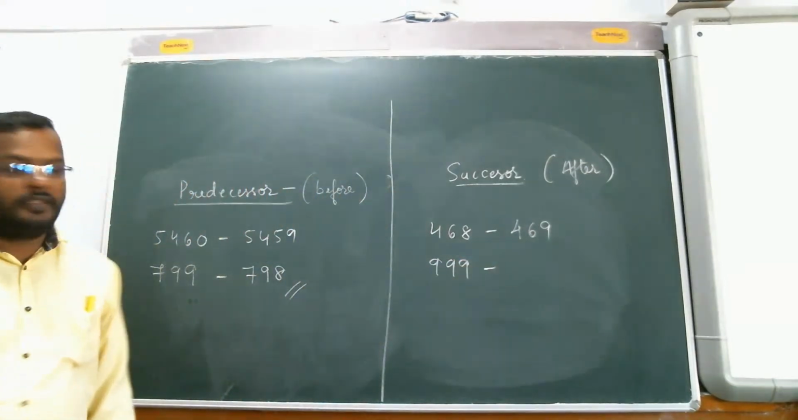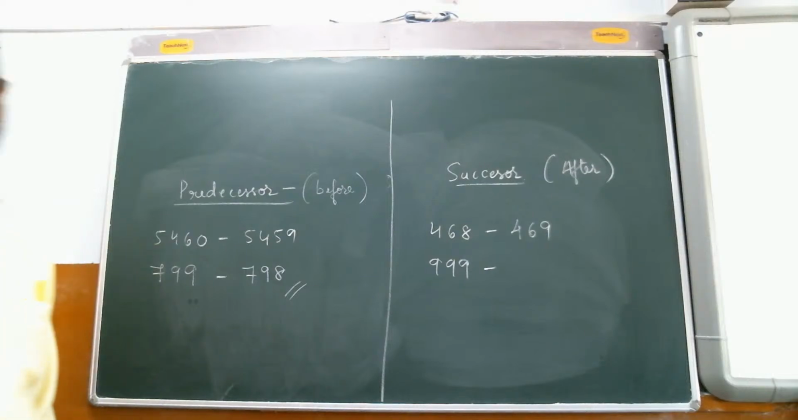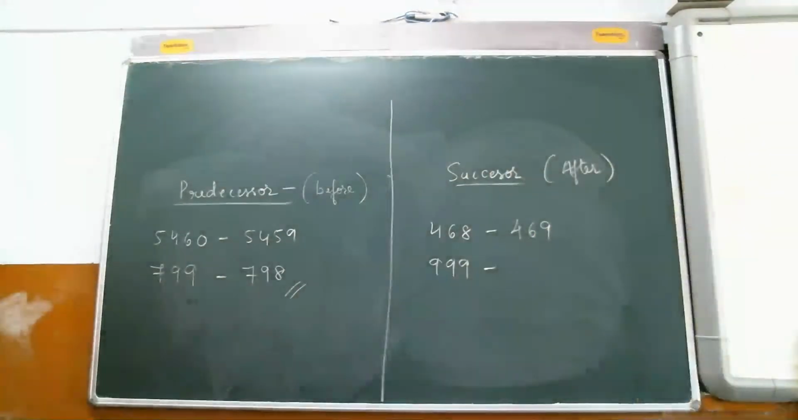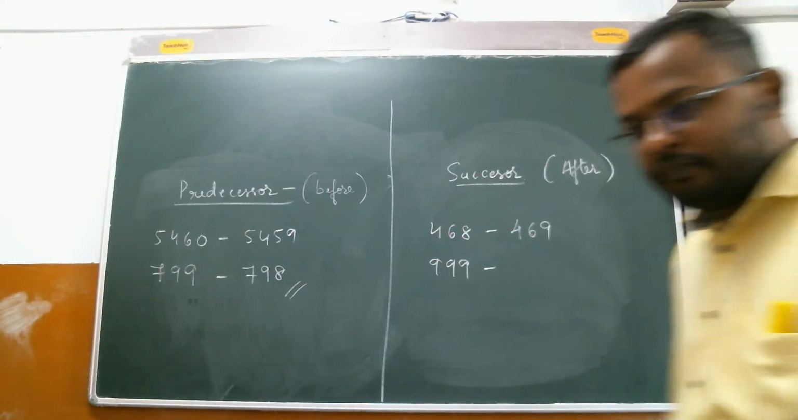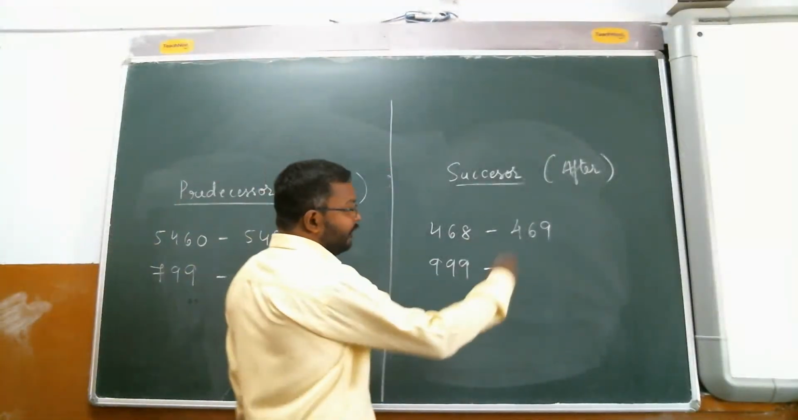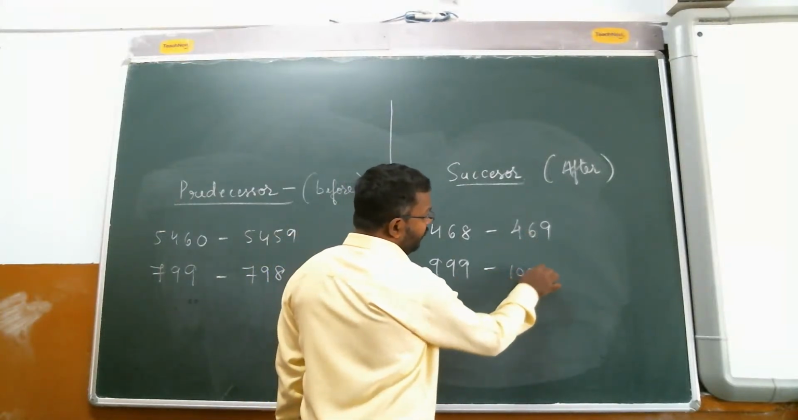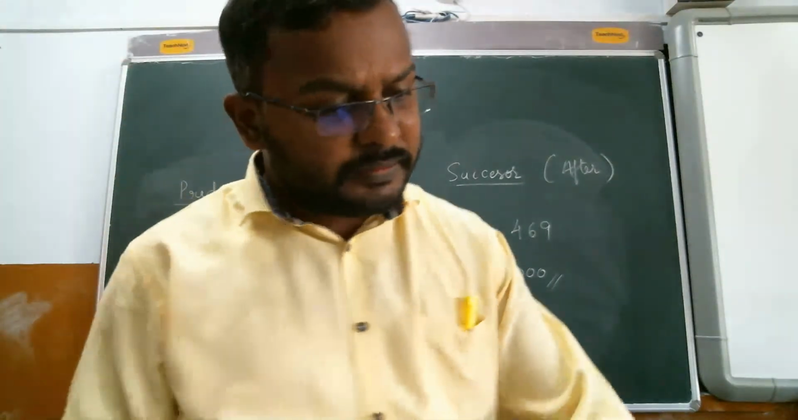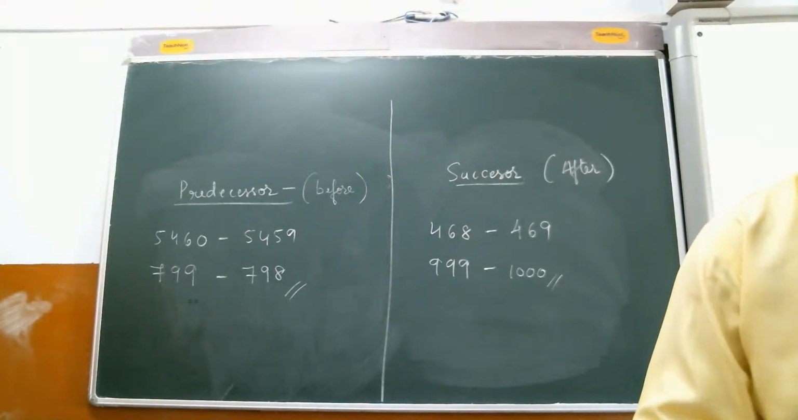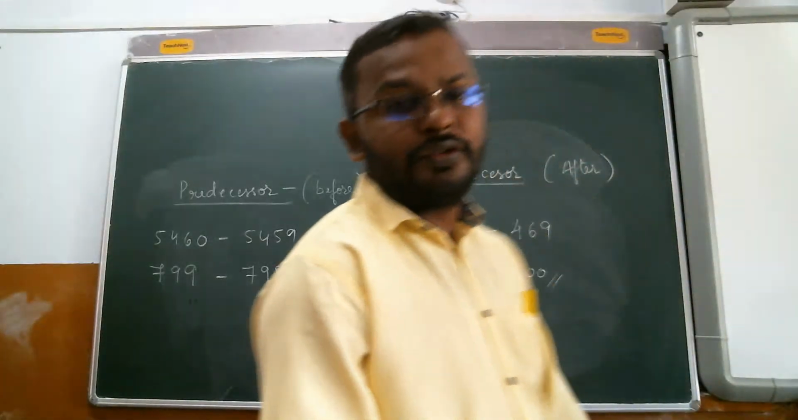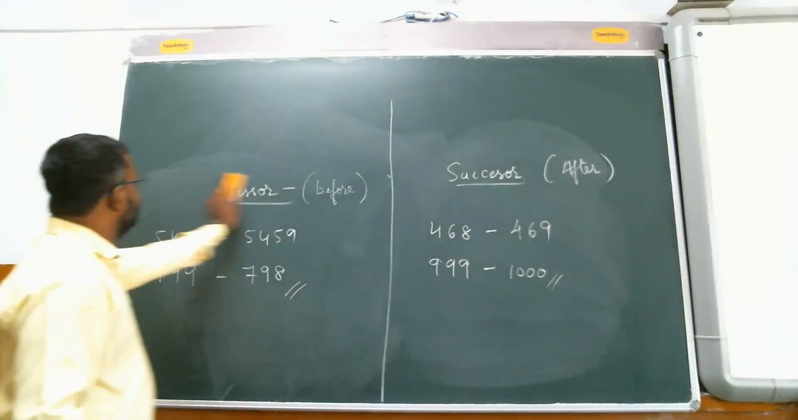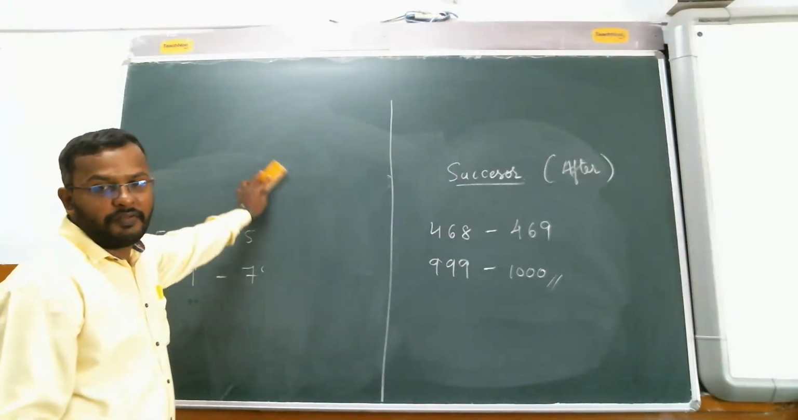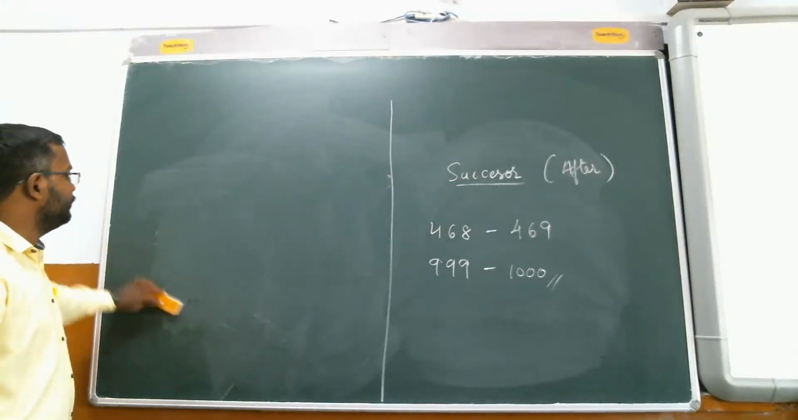Write the successor of 999. Very good. The after number of 999 is 1000. Okay. After successor and predecessor, next we have the place value of each digit. The digits will be given and you have to write the place value of those digits.